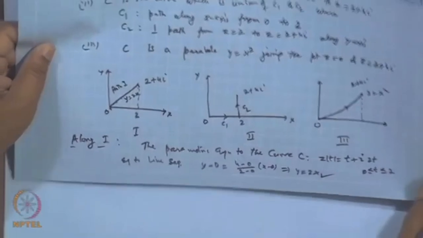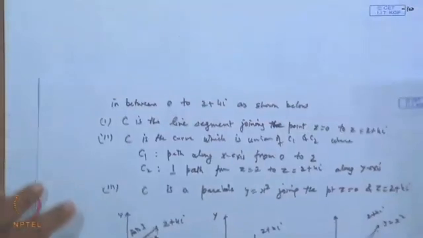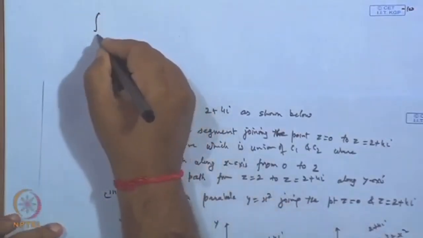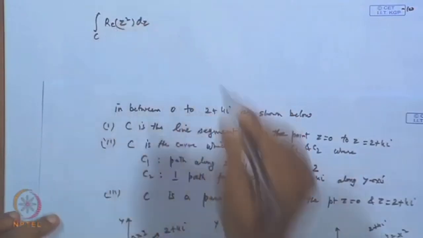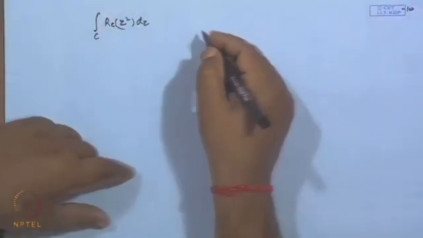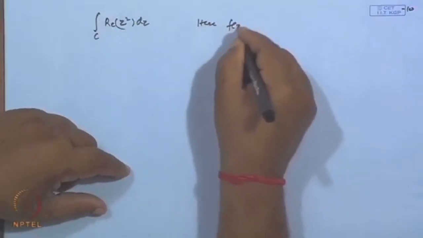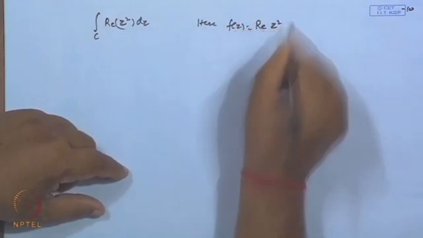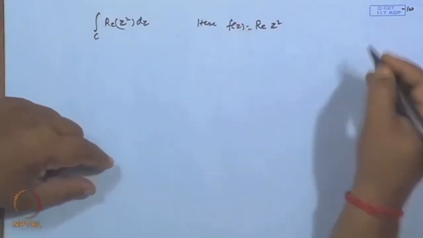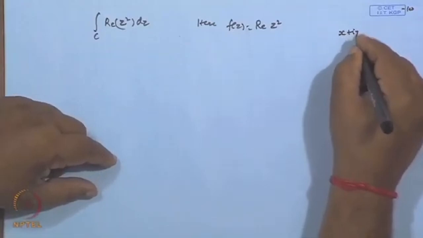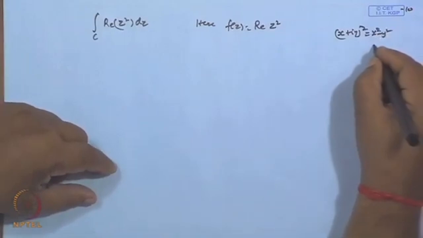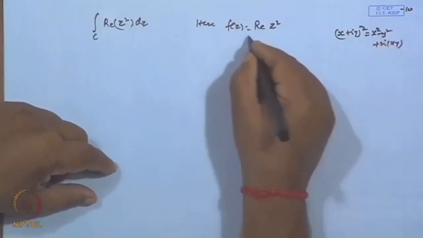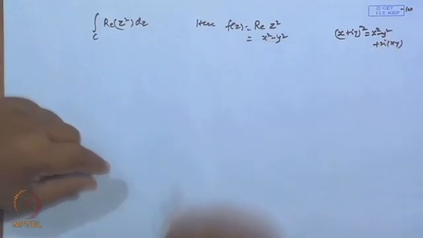Once you get the parametric equation, then you just calculate. What is our integral? The integral over C of the real part of z squared dz. First, you calculate the function. Here f of z is the real part of z squared. z squared means (x plus iy) whole squared, so this will be equal to x squared minus y squared plus 2i times xy. So the real part of this is x squared minus y squared.